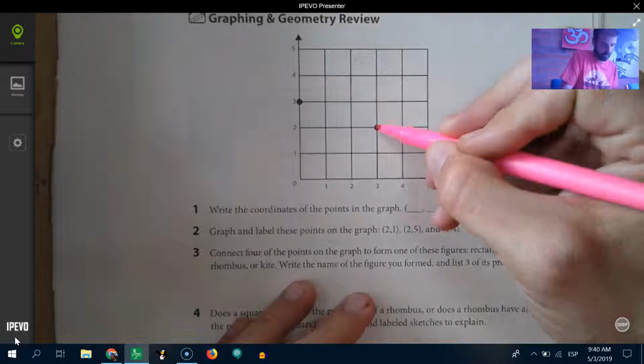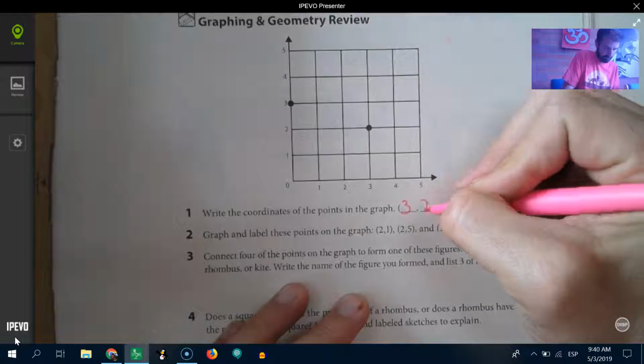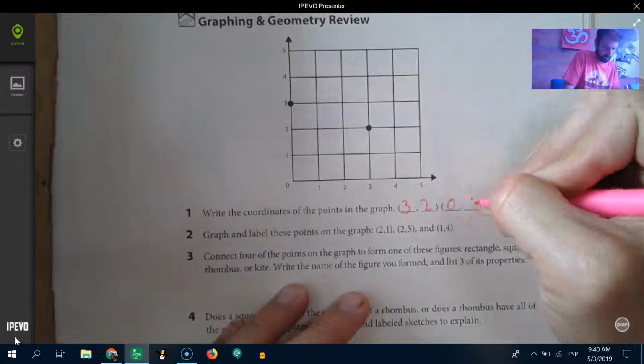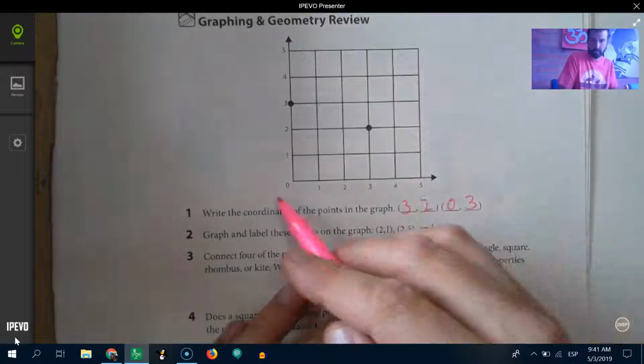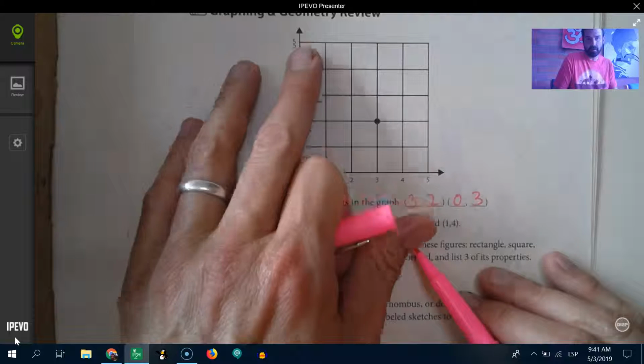So I have 1 point right here, which is (3, 2), and I have a point here, which is (0, 3). Always starting with the x-axis, and then the y. And if it's on this line, that's in line with 0.